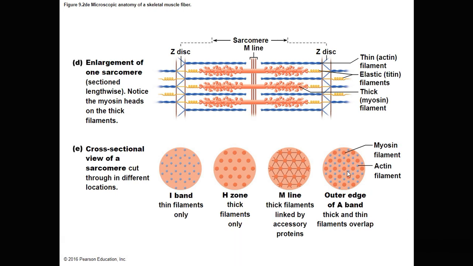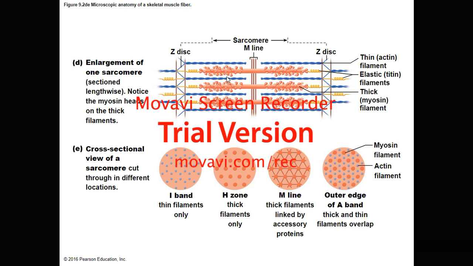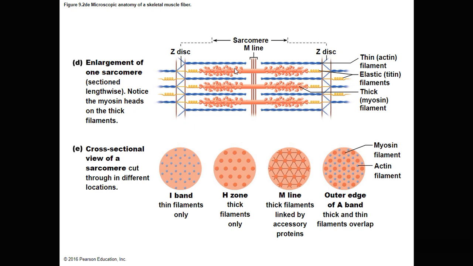And just to summarize this again, when a muscle contracts, these myosin heads are going to bind the thin filaments, and then the I band is going to slide toward the center of the H zone, and the H zone is going to disappear.